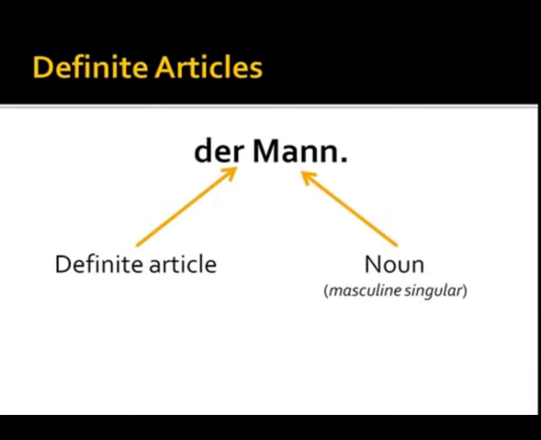German, however, tells us a little bit more information about the quality of the noun. So we have the definite article, der. We know from our prior discussion that der indicates the masculine gender of the noun. Now, since it's der Mann, we also know it's going to be singular. So it's a masculine singular noun.